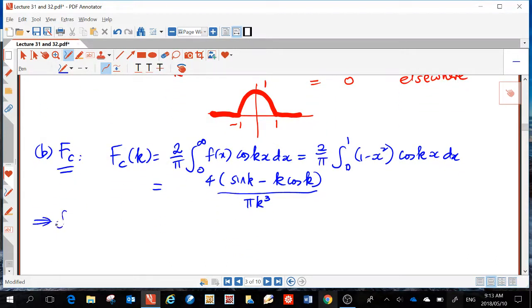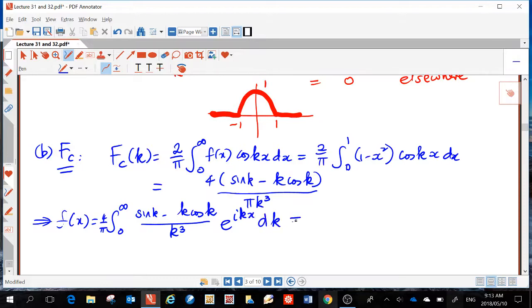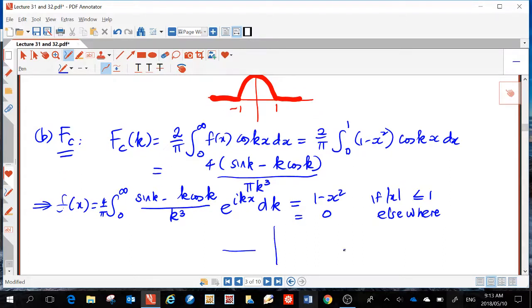Which implies that the function f of x is 4 over pi here in front, integral from naught to infinity, sine k minus k cos k over k cubed e to the I kx dk. And that gives you 1 minus x squared if absolute x less than or equal to 1, it's 0 elsewhere. So that is quite a harmless problem. It's the same as the previous one. The fact that there's a doubled value, it means nothing actually.